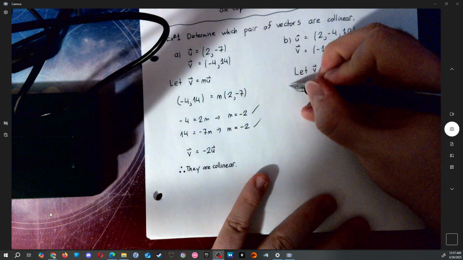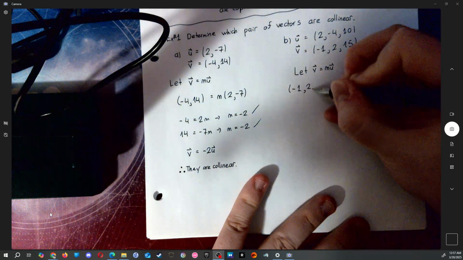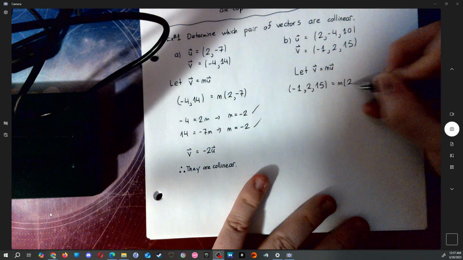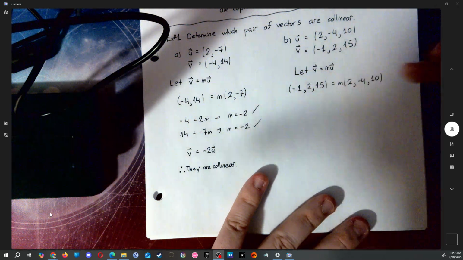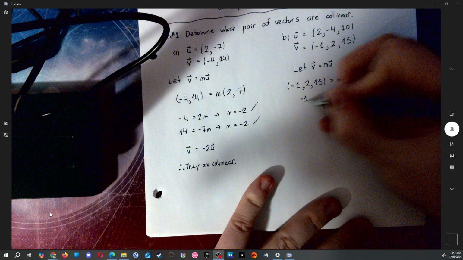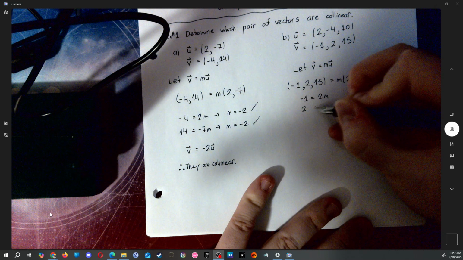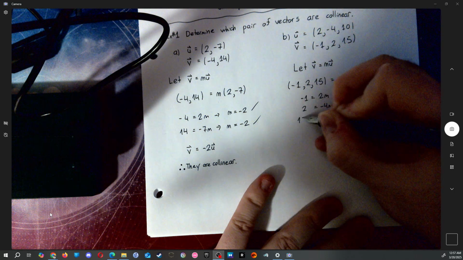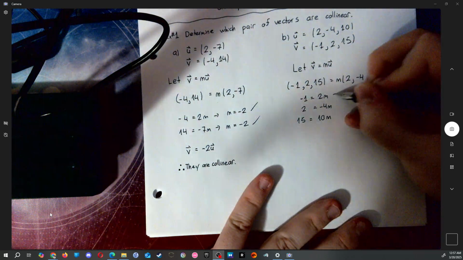So let's write this out. I've got my first vector of negative 1, comma, 2, and 15 will be equal to m times 2, minus 4, and 10. So now we've got my three equations. Negative 1 will be equal to 2m. 2 will be equal to negative 4m. And then 15 will be equal to 10m. And now we solve each one individually.